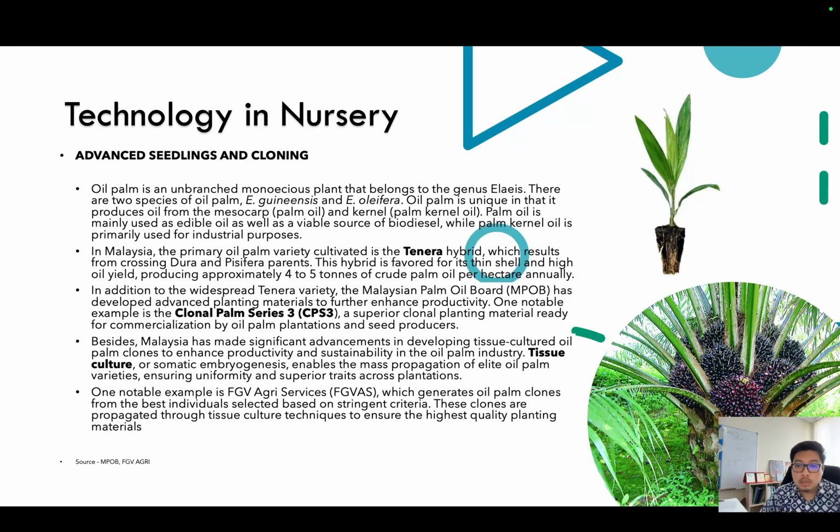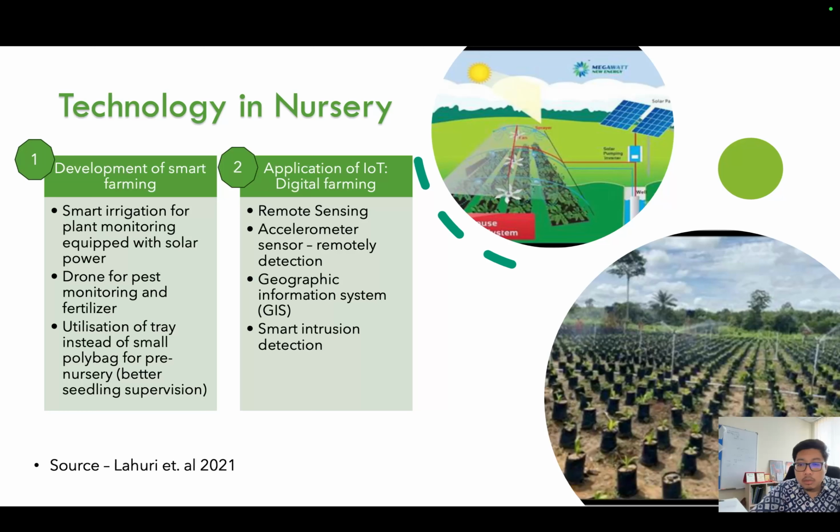As you can see in the picture, we have a sprinkler. Normally the sprinkler needs to be opened and closed manually, right? By integrating smart farming technology, you can make the sprinkler turn on and off by itself, of course by using sensors. So in this example, smart irrigation for plant monitoring is equipped with solar power. They even include solar power to reduce the electricity bill.